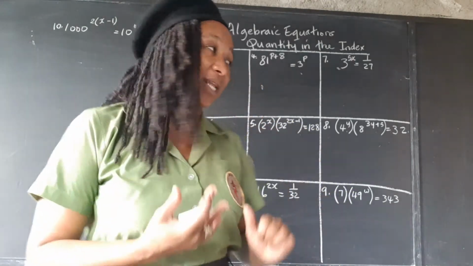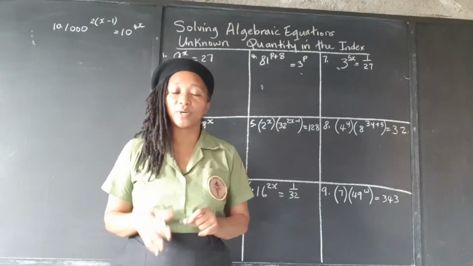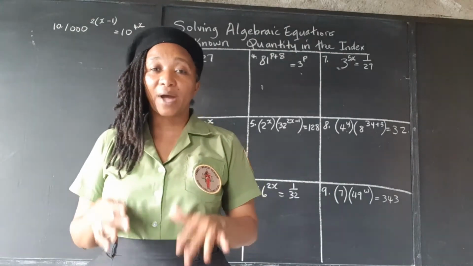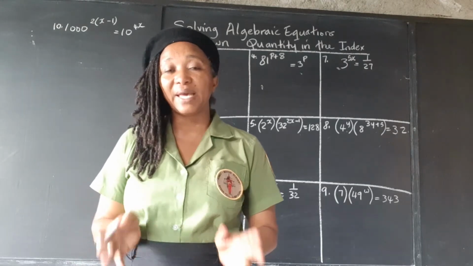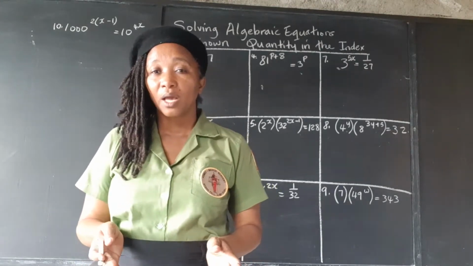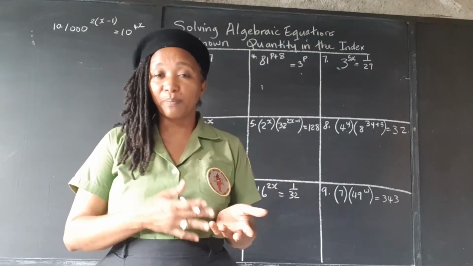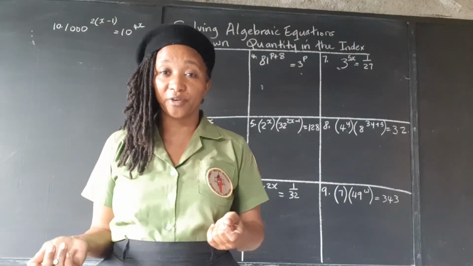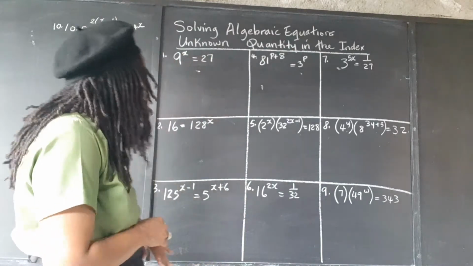So what we're going to do then is try to rewrite the equations to get the same base. Since we know that when the bases are the same and we're multiplying, we can just add the indices. Or if one base is equal to another base, we can just make the indices equal to each other. That kind of thing. So we're going to try and get the same base.